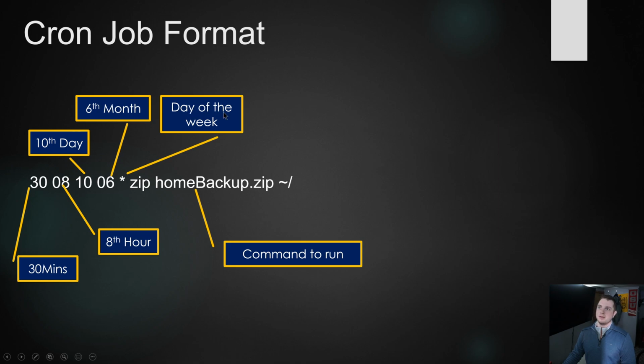And then we're going to run this every day of the week. So, all right, every day. Once we get to June the 10th, the 6th month, at 0830, we can run this command. Zip backup of your home directory, home backup.zip, and then we're going to put it directly in the user home directory. So this home backup.zip is going to show up in that home directory.